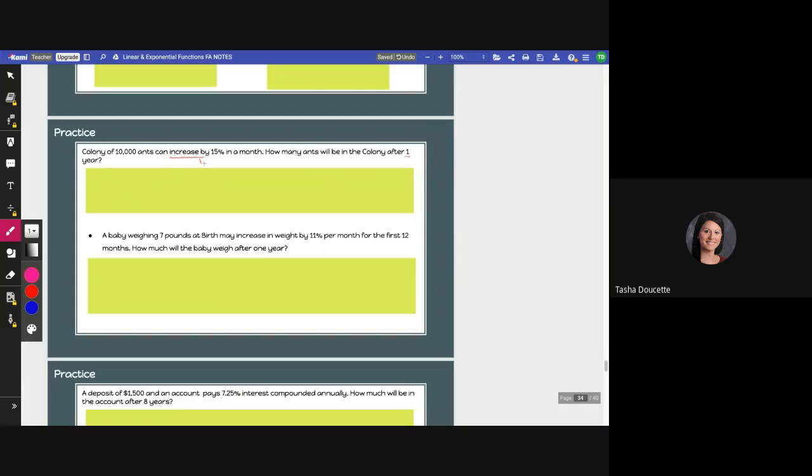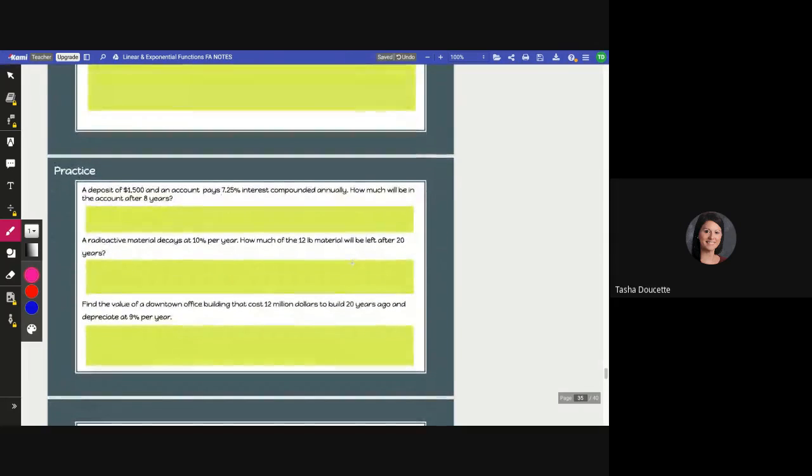We have some growth and decay here. We have an increase by 15%. So you're going to be doing your 1 plus R. A baby weighs 7 pounds at birth with an increased weight of 11%. So again, we have a growth. You deposit money into an account and it's giving you interest. So again, that is a growth, but it's being compounded annually. What does annually mean? And how much will be in the account after 8 years? Remember, this one is going to be compound equations that you're using.